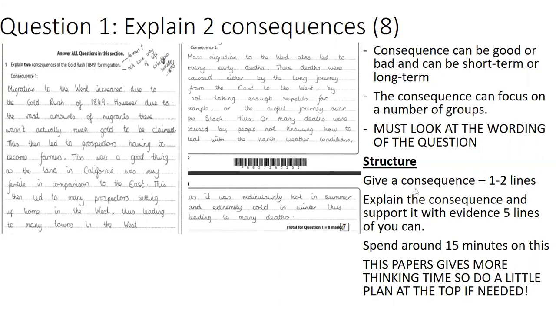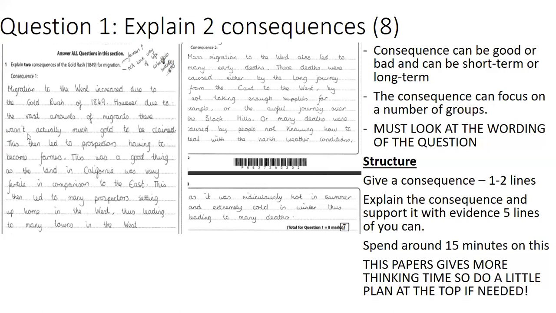Okay. Now, the key thing for this is the American West paper, you have lots of time to plan. All right. Getting your head around these questions is really important to succeeding. So spending a little bit of time planning will allow you that freedom to be able to develop the question. This got 7 out of 8 altogether, and this person wrote, migration to the West increased due to the gold rush of 1849. However, due to the vast amounts of migrants, there weren't actually much gold to be claimed. This led to prospectors having to become farmers.